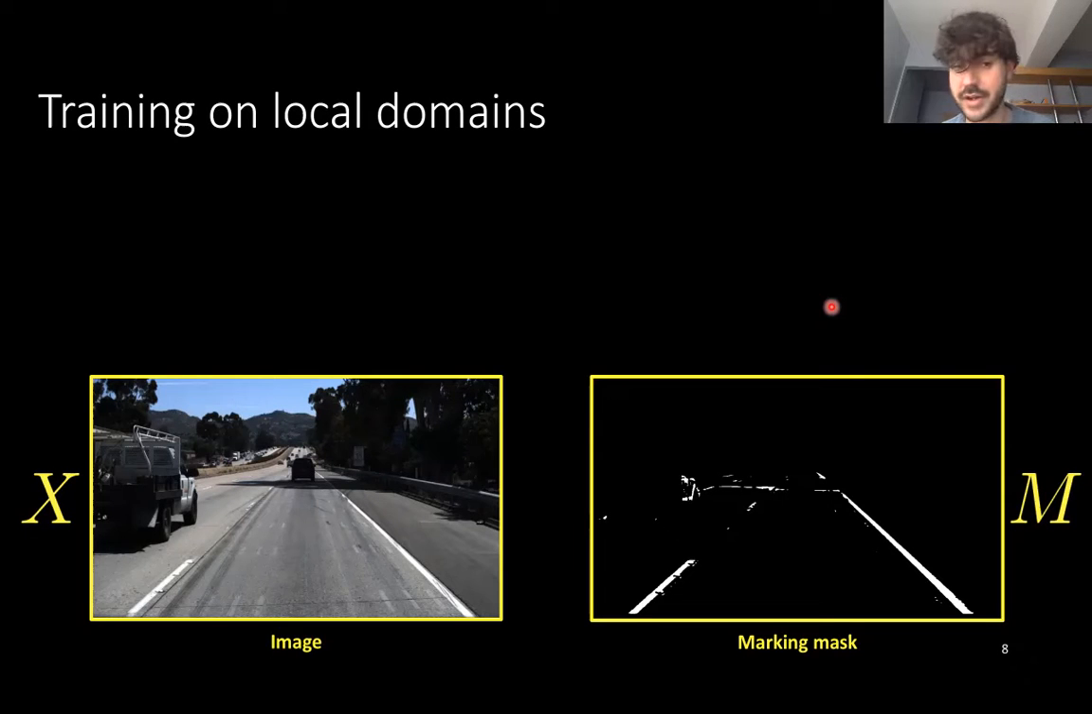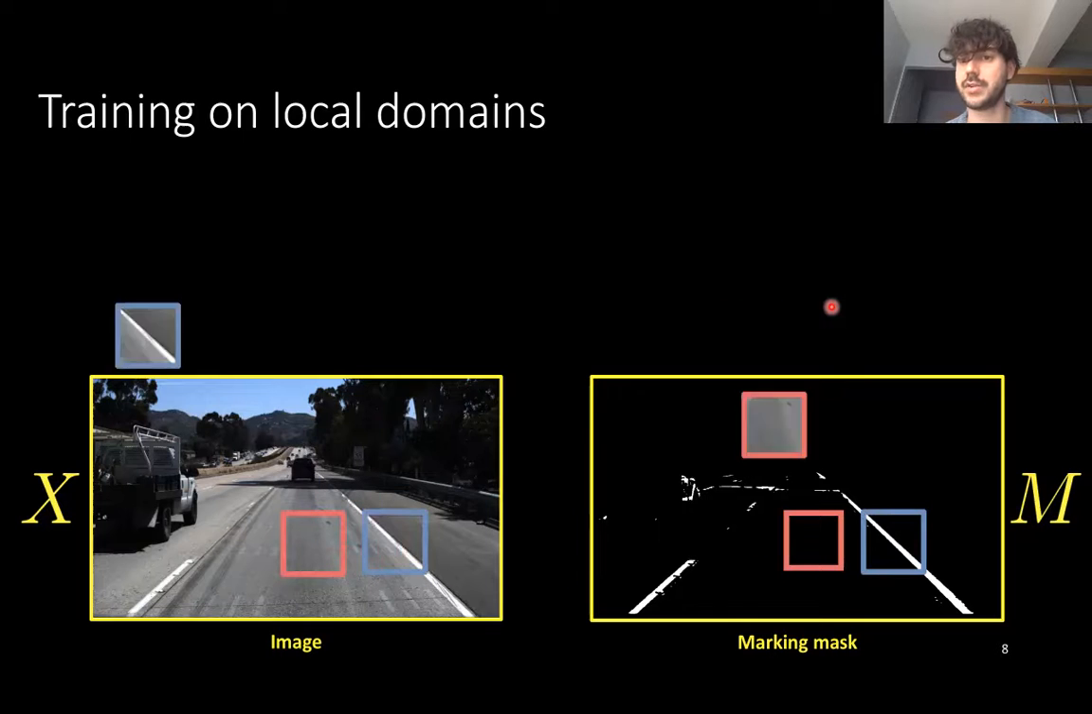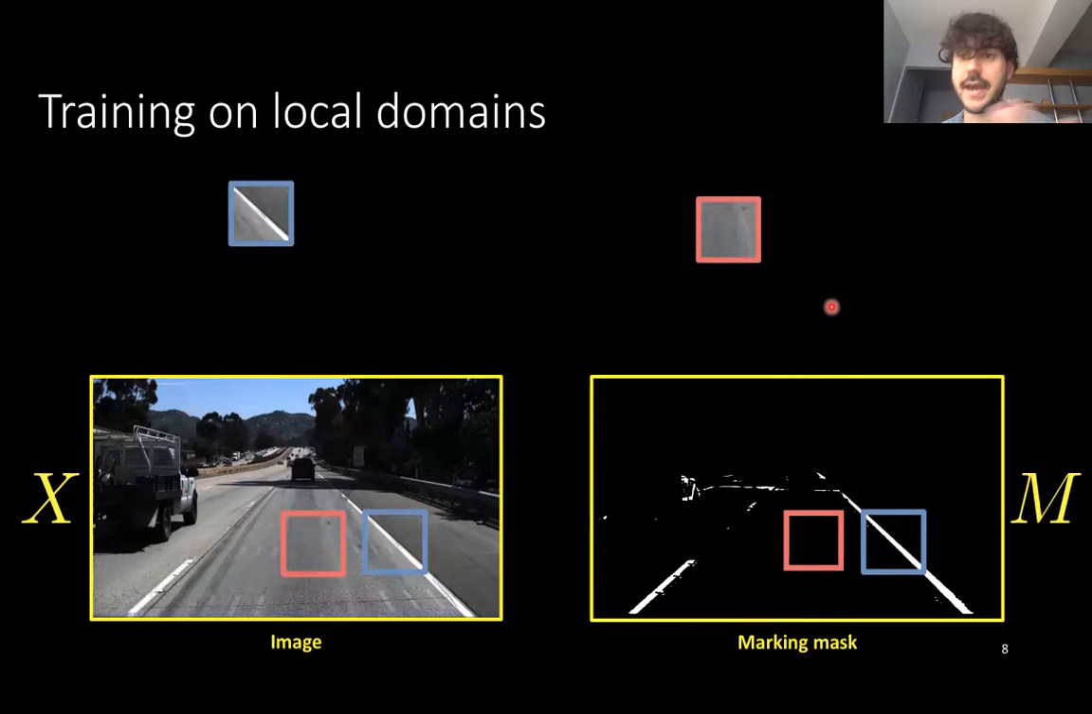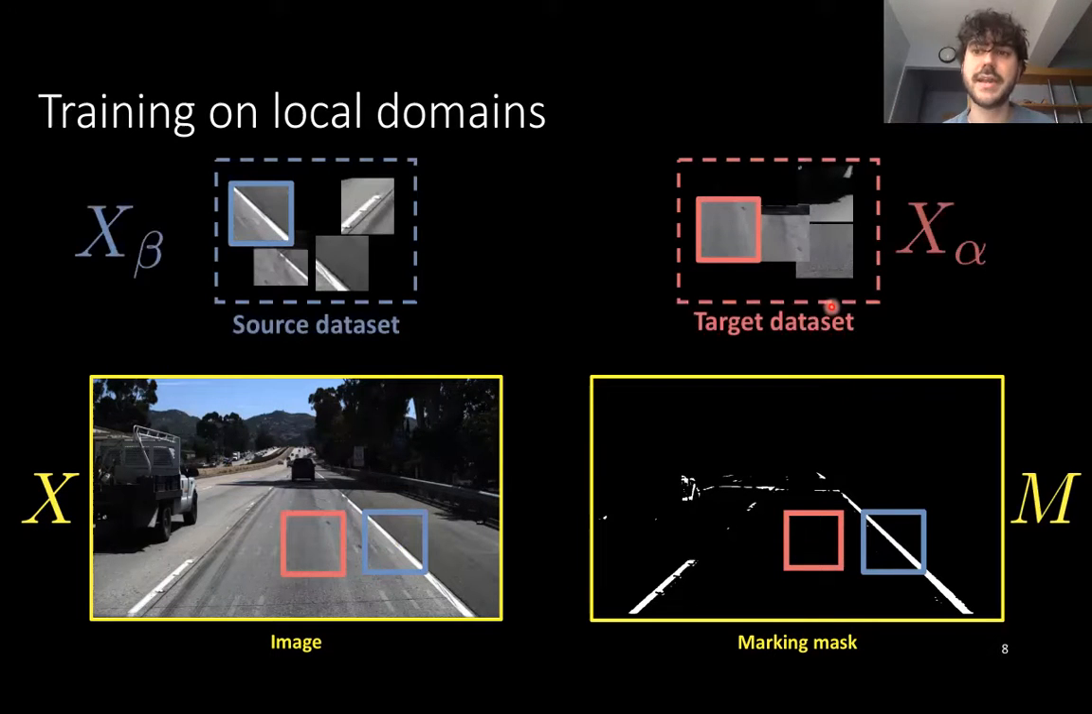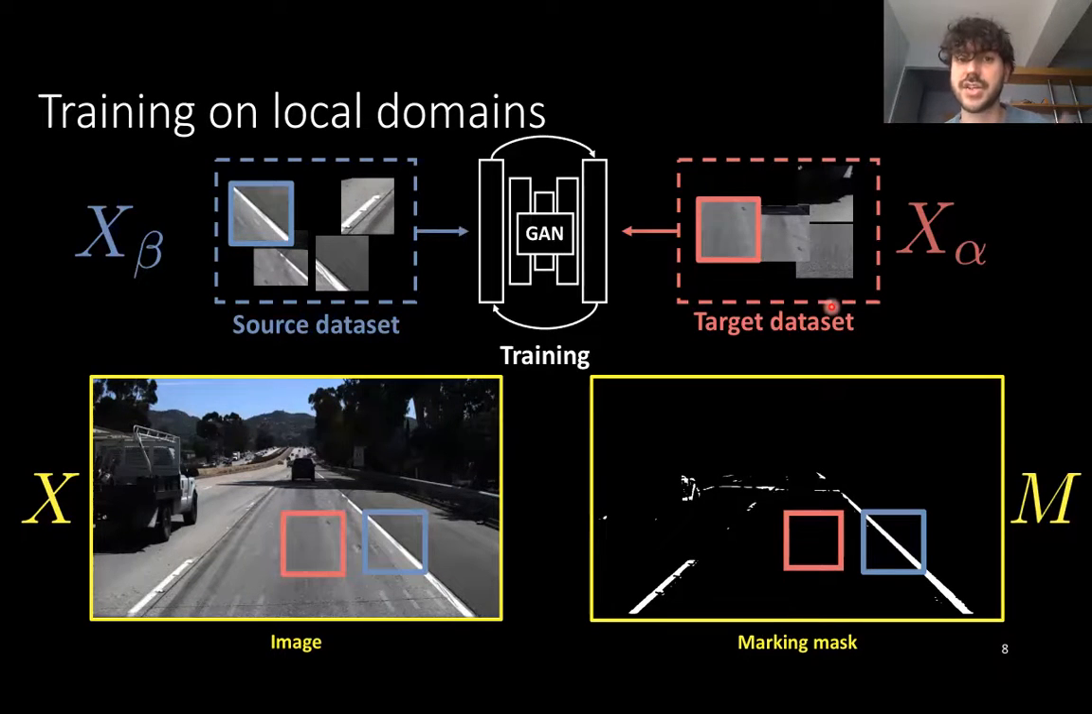So let's suppose that we have a training image here, and we have a couple of pieces of information that we exploit in order to extract local domains. For instance, here the lane marking masks. What we do is extracting patches relative to the local domains that we are identifying, for instance, marking and asphalt. And doing this operation many times, we can crop two local domains, namely X beta and X alpha, that we identify as source and target dataset to train our image-to-image translation network on.